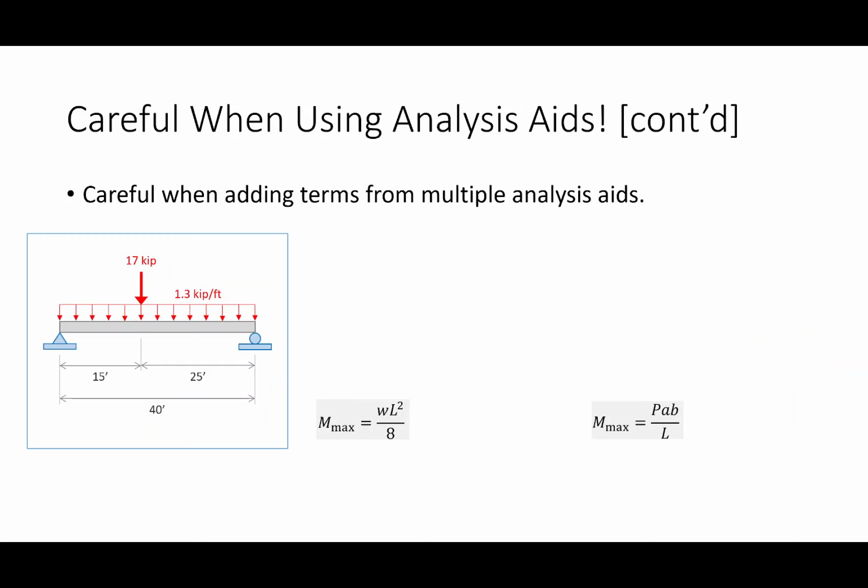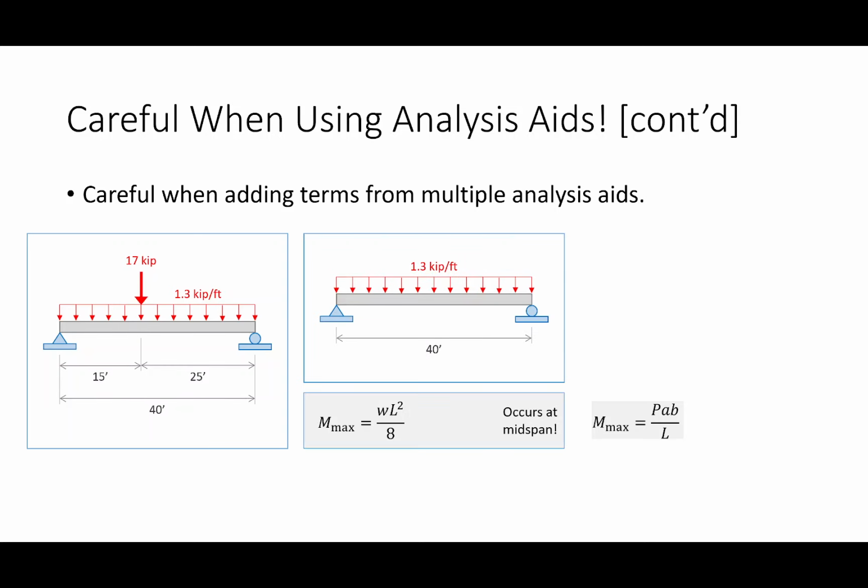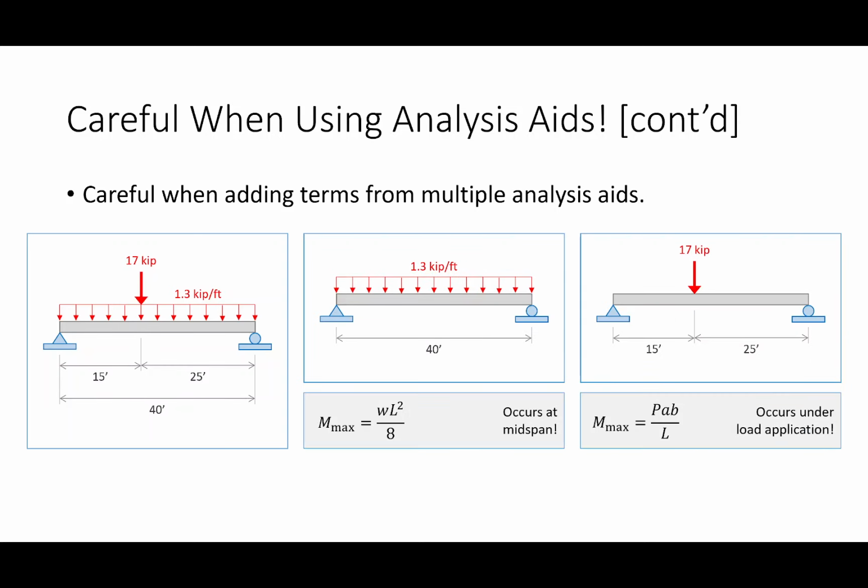Okay, here's another one. Let's take a look. So here's a common loading scenario that you would find in the real world. Okay, so this is a simply supported beam that has a uniformly distributed load and it has a point load, but the point load is not in the middle. Okay, so I don't have an analysis aid for this situation, but I do have an analysis aid for this situation and this situation separately. Just add them together, but you need to be very careful about that.